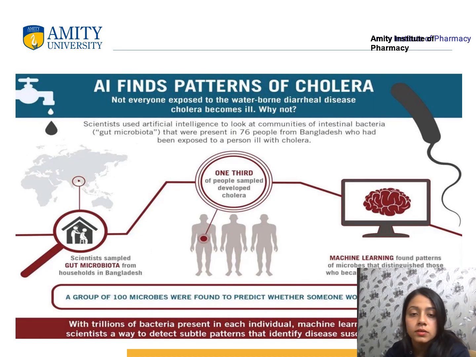Like this is a news article in which AI finds the pattern of cholera. In this, among 76 people in Bangladesh, one third of the sample developed cholera. So AI helps in getting the algorithm of how this cholera is spreading among these people from one infected person. So this is how AI helps the practitioners or researchers.